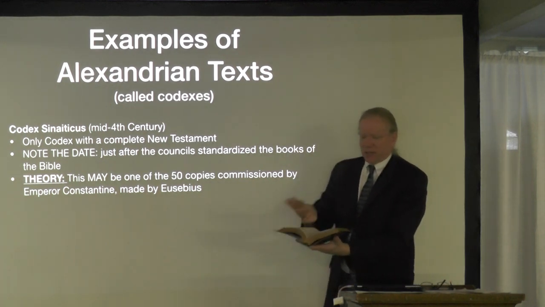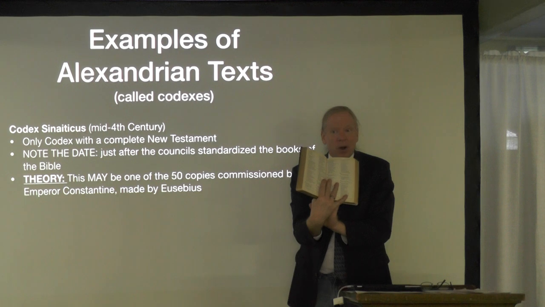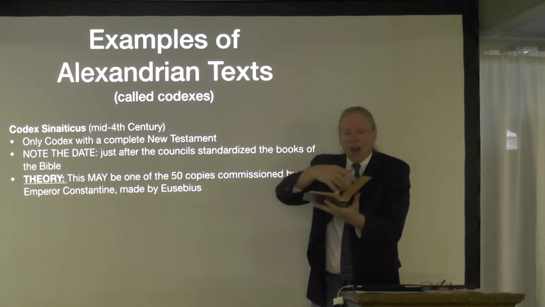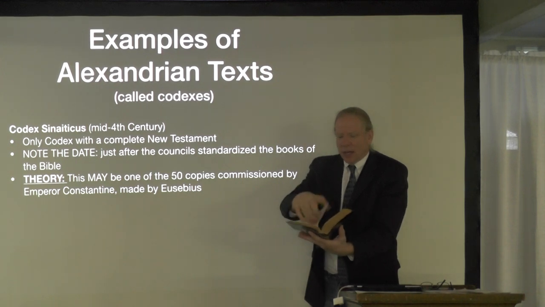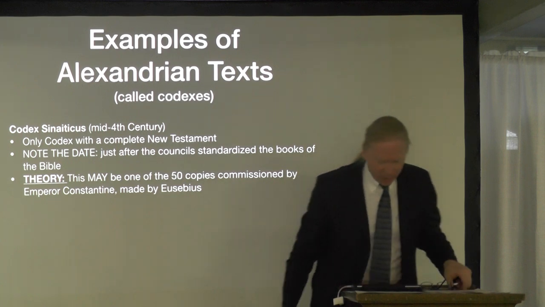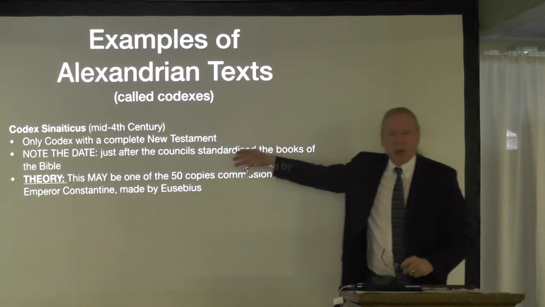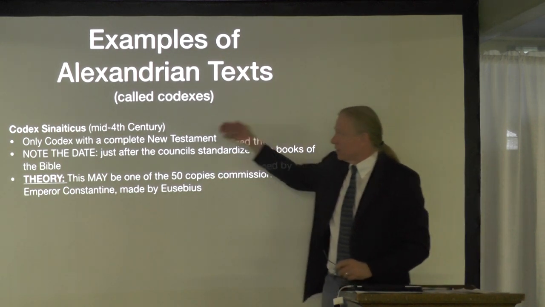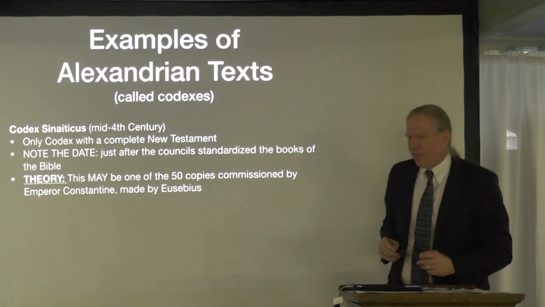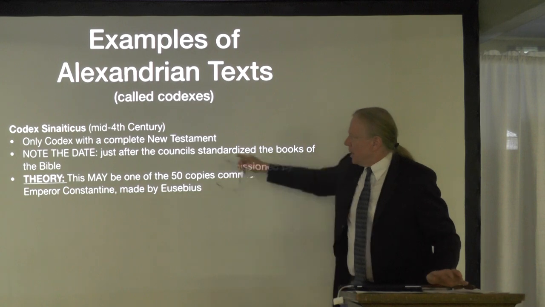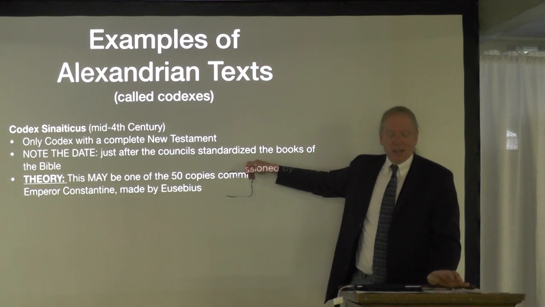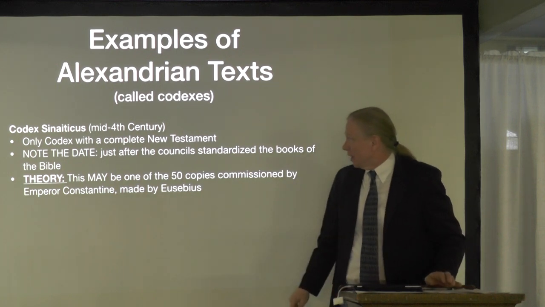And so a codex is kind of like a contemporary book where you lay things out this way. It's so much easier then to find the page. I just kind of look here and I just flip here. It's much smaller, easier to negotiate and to get to the place that you want to get to. So that's what a codex is. So we have this codex, the Sinaiticus. It dates to the 4th century, about 350 AD. It is, again, the only codex with the New Testament. And notice the date. This is really significant.